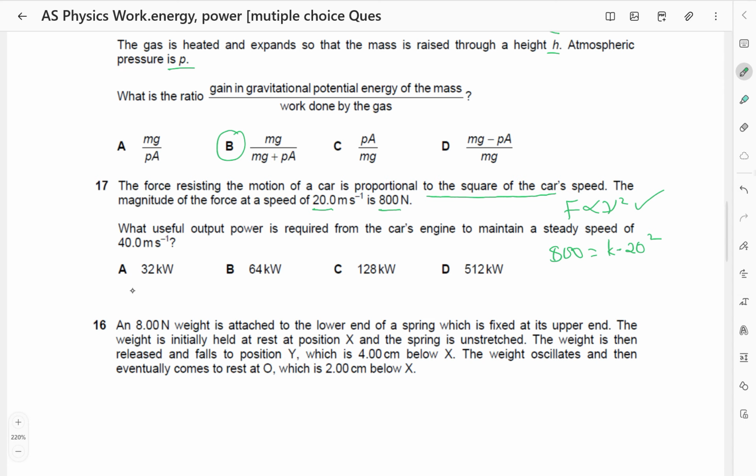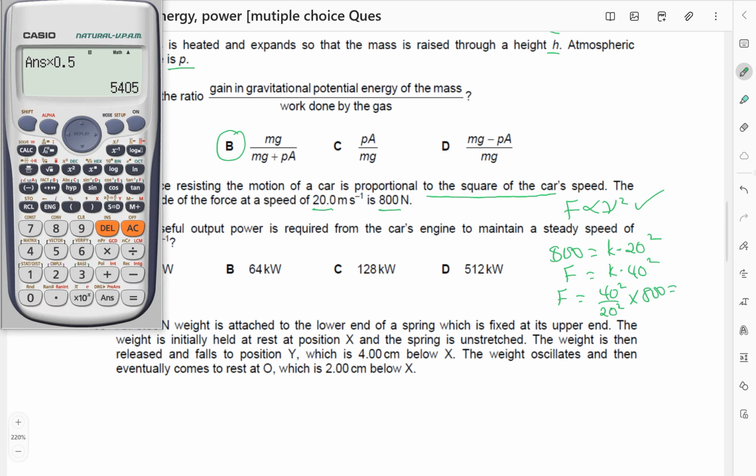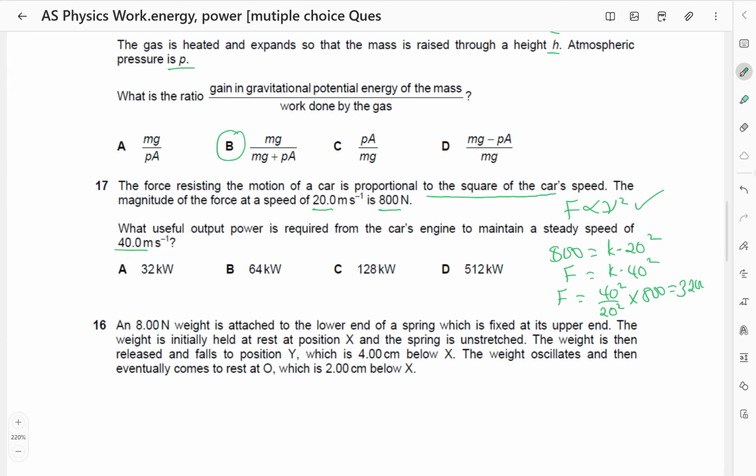What useful output power is required for the car's engine to maintain a steady speed of 40 meters per second? So we need a force where the speed is 40. So the force here will be K times 40 squared. Making F the subject and dividing the two equations, F will be equal to 40 squared divided by 20 squared times 800, which is 3200 newtons. That is the force corresponding to 40 meters per second.